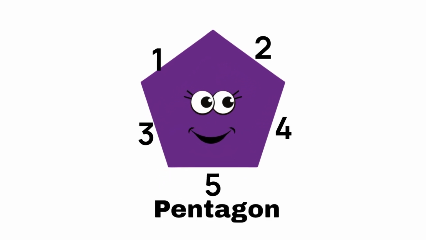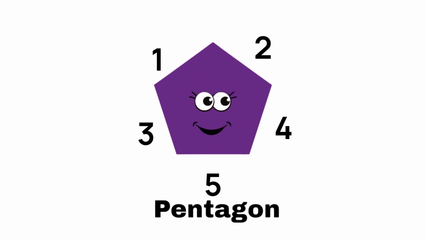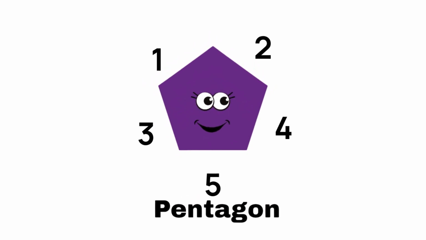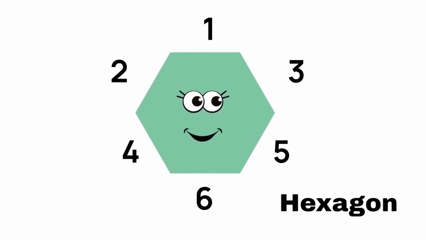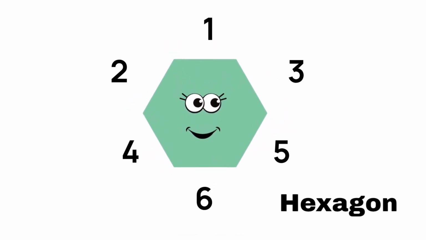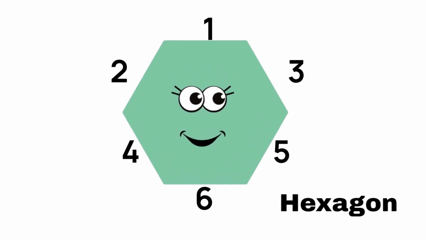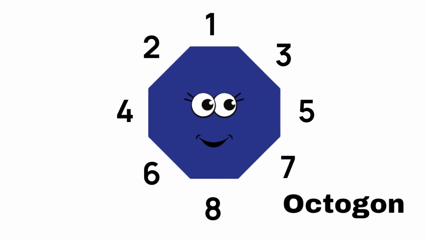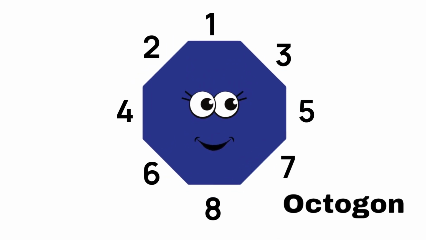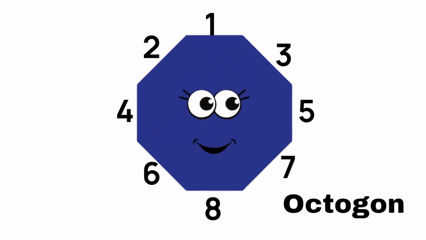This is a pentagon. A pentagon has 5 sides. This is a hexagon. A hexagon has 6 sides, like a honeycomb. This is an octagon. An octagon has 8 sides, like a stop sign.